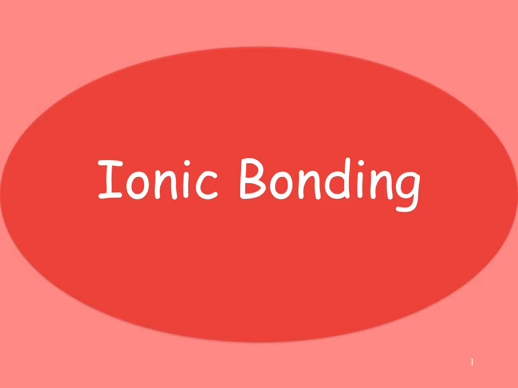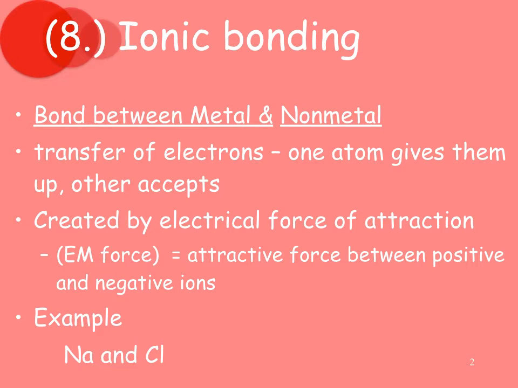The last type of bonding we have is ionic bonding. Ionic bonding is a bond between a metal and a nonmetal. So you have an item from the left side of the periodic table and an item from the right side of the periodic table. During this bonding, we transfer electrons. One atom gives them up, the other atom or atoms accept them.